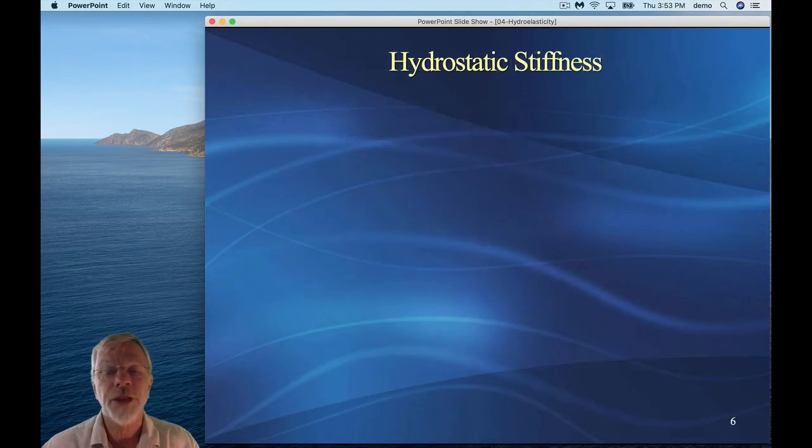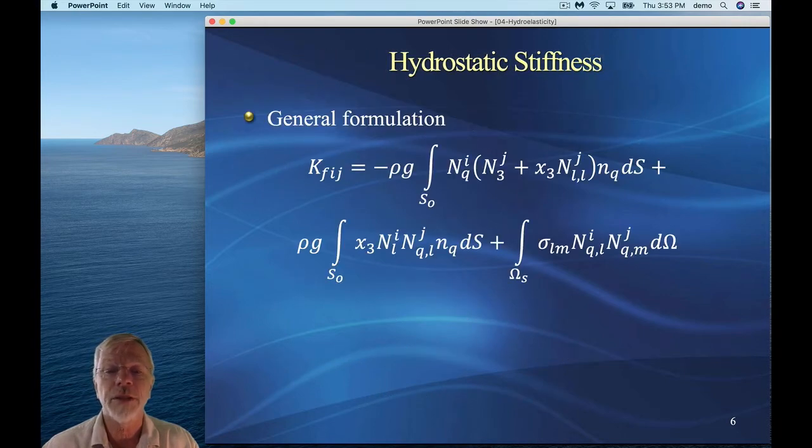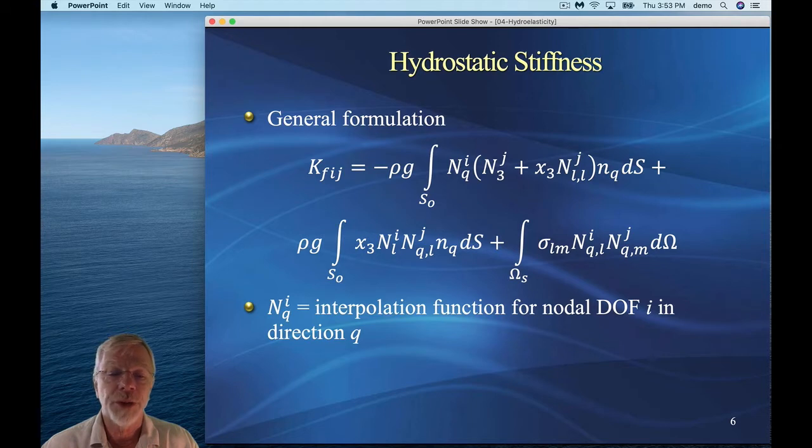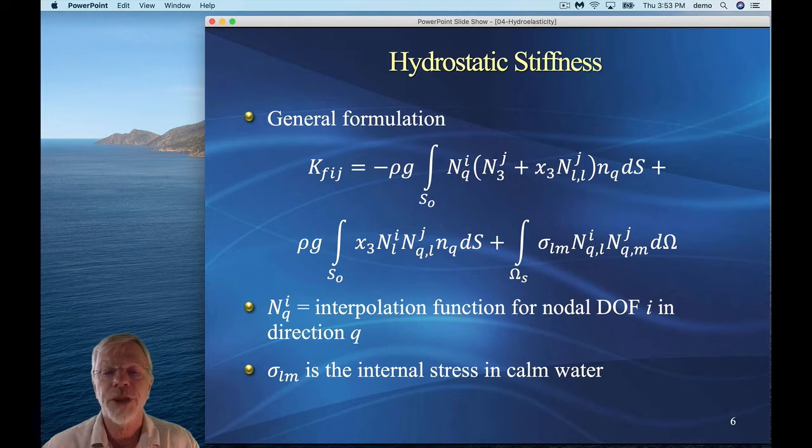So the hydrostatic stiffness is a bit of a complicated equation, which is shown here. I'm not going to get too much into the details, but just to clarify some of the terms, NQI are the interpolation functions for nodal degree of freedom i in direction q. Sigma Lm is the internal stress in calm water, so we always have to start out our analysis with the structure sitting in calm water, and then the hydroelastic analysis gives us the motion around that position.